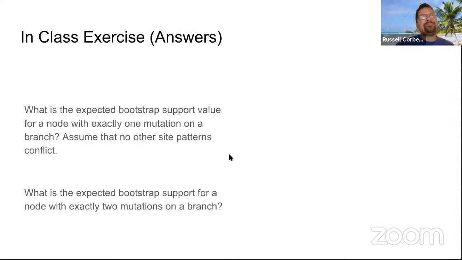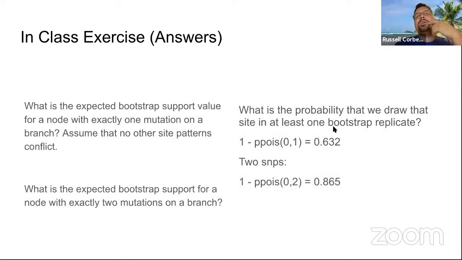So the question was, what is the expected Bootstrap support value for a node with exactly 1 mutation on a branch? Assume that no other site patterns conflict with this. And the same question again, except for 2 mutations on a branch. What you basically want to think about is the probability that we'll draw the site in at least 1 Bootstrap replicate. That would be 1 minus Poisson 0 with an expected rate of 1, about 63% of the time. For 2 SNPs, you'd get about 87% of the time.